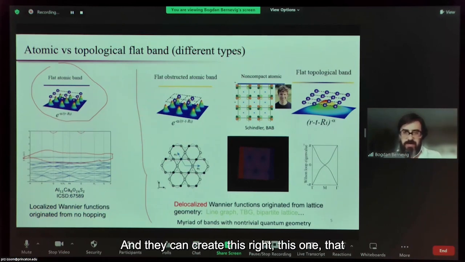What we'll be interested in is actually situations where the hopping is quite large. These situations can happen in several circumstances.